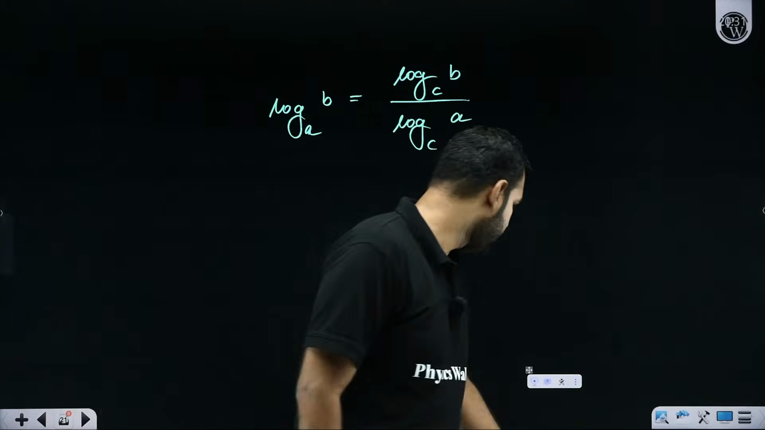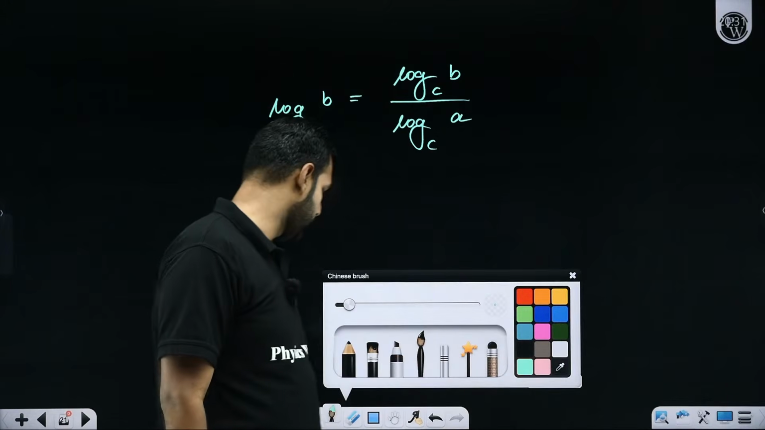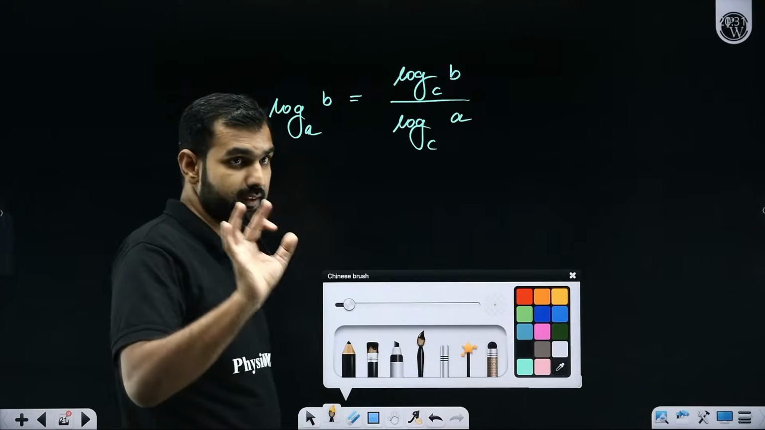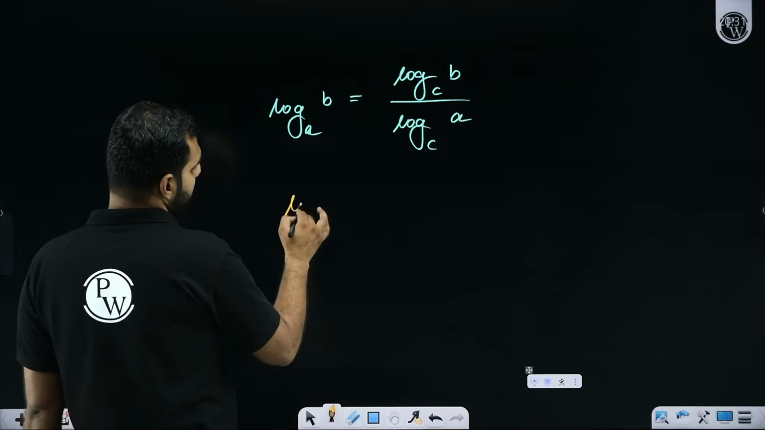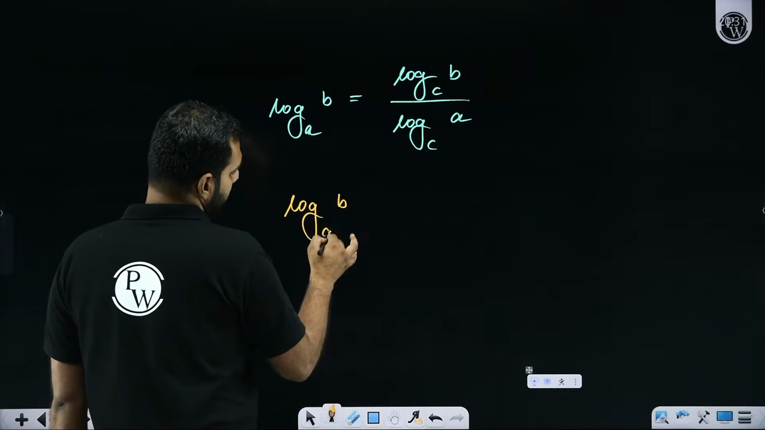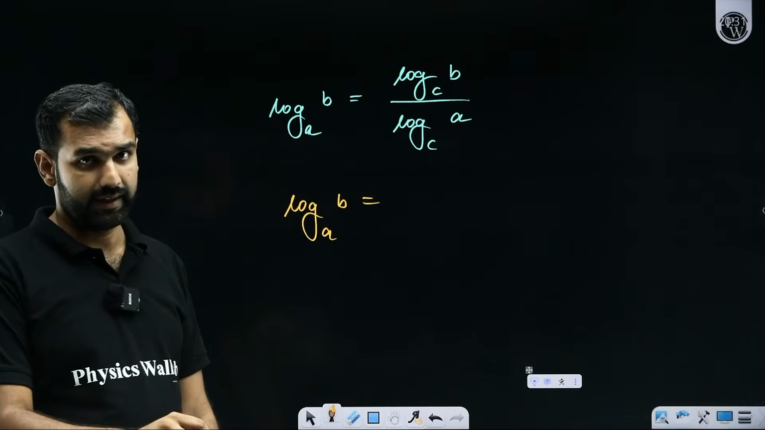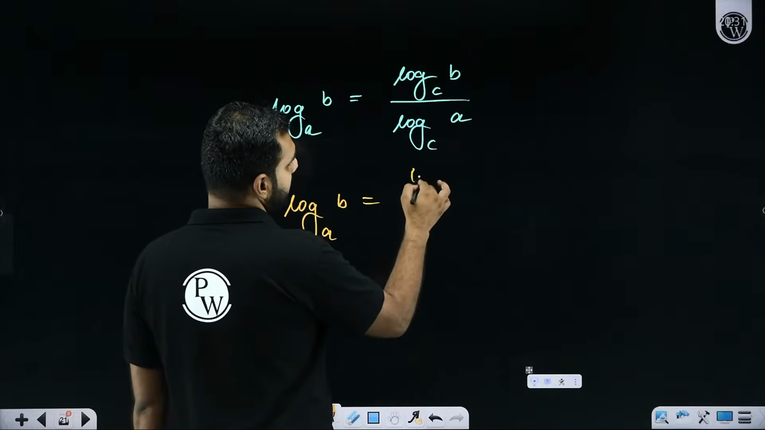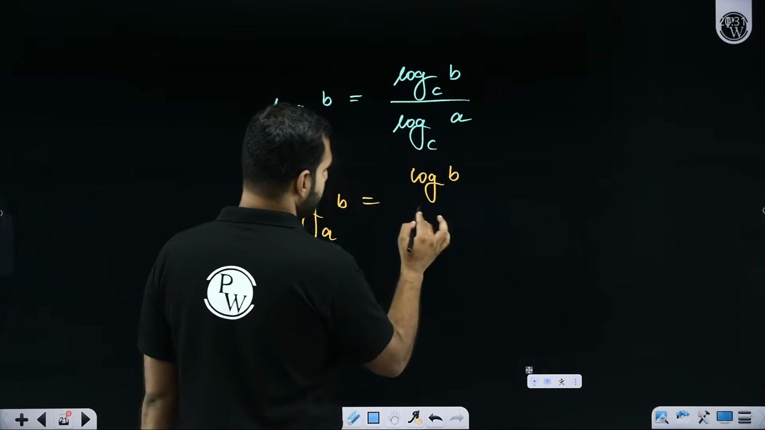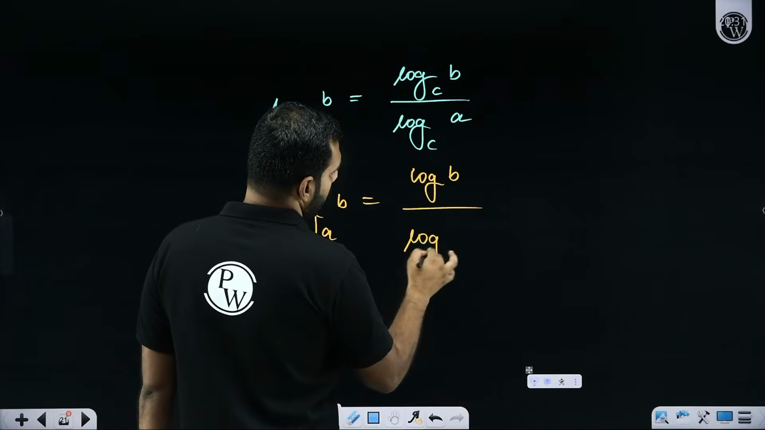Now, if you have gotten that approach, I'll tell you a corollary of it. What is the corollary here? Pay attention, everyone. That's even more interesting. The corollary is that if it is log b base a, sir, I want it to be in base a. Can we convert it into the base a? Yes, I can write it as log b divided by log a. I hope you understand.